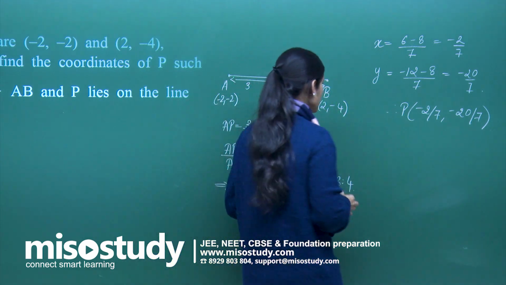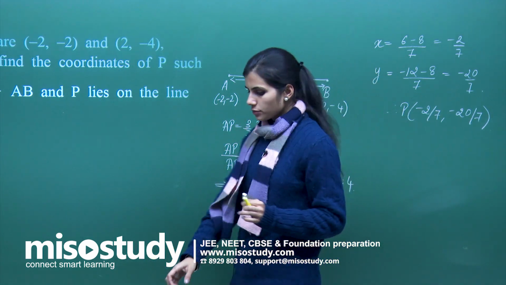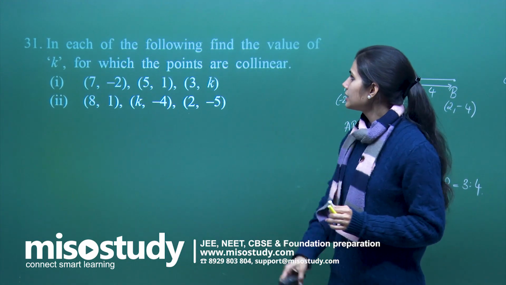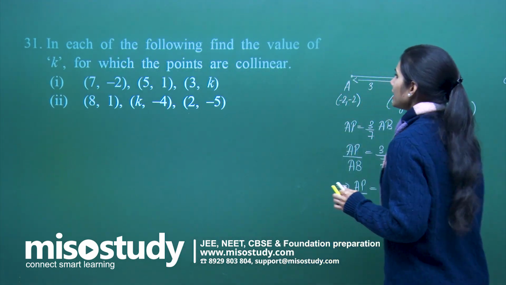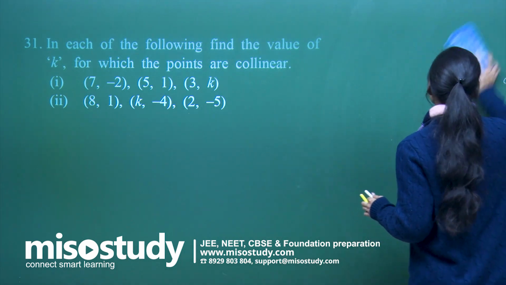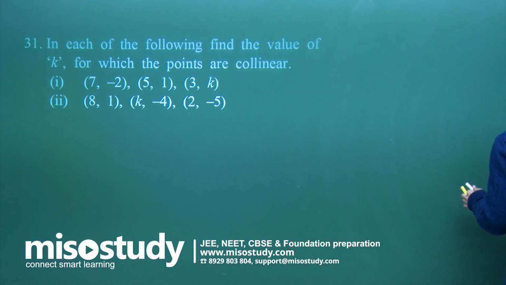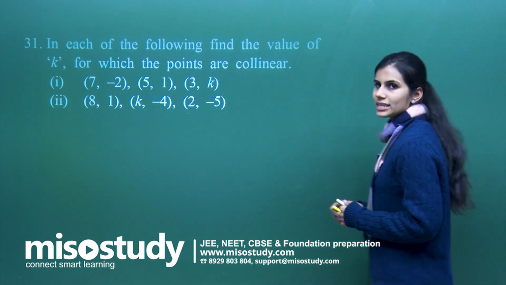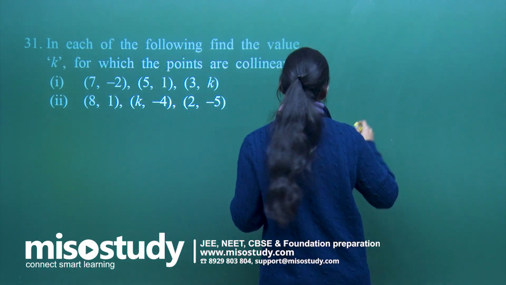Is it clear? After this, we move ahead towards the next question. It says that in each of the following, find the value of k for which the following points are collinear. So there are 2 pairs of points given to me. When do you say that the 3 points are collinear or lying on the same line?